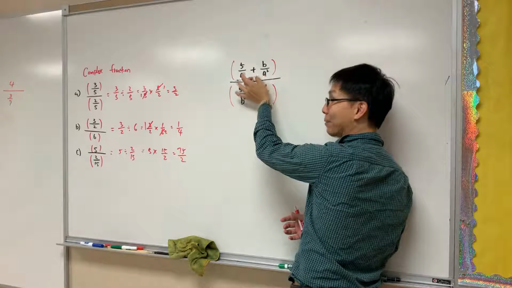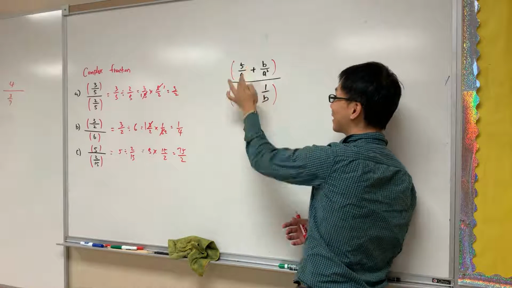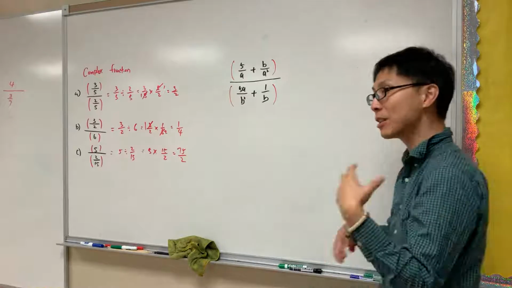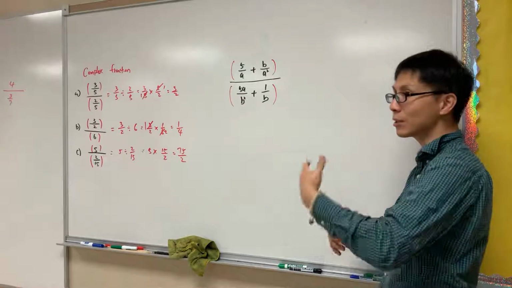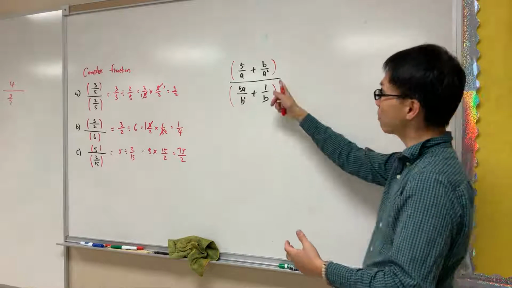You have to add them first. You cannot divide this by this. I know sometimes you have the urge to cancel stuff or to do something not right mathematically, but make sure you put down a parenthesis.